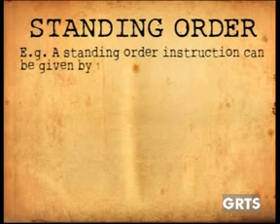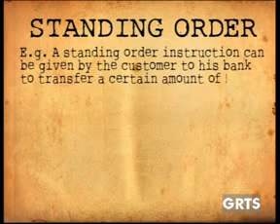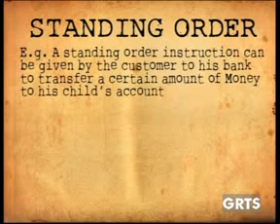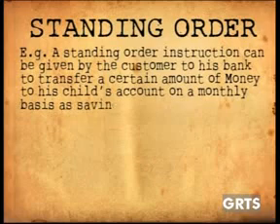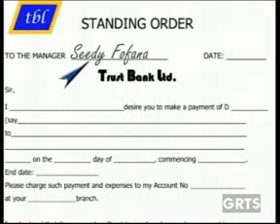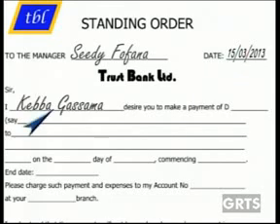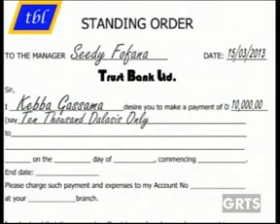A standing order instruction can be given by the customer to transfer a certain amount of money to his child's account on a monthly basis as savings for his future education. Note, the order should be addressed to the branch manager. The date must be specified, your full name, the amount to be transferred periodically must be written both in figures and in words. The beneficiary should be specified.